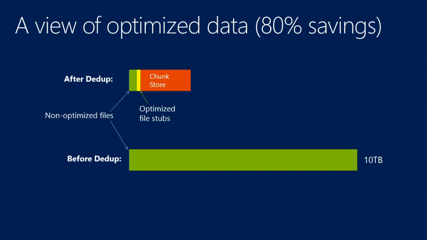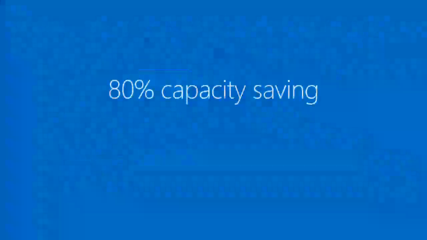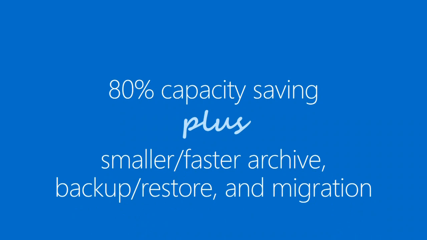So at 80%, you have 2 terabytes of physical data on the disk after deduplication, 80% savings. So you have 8 terabytes of available space that you didn't have before. What's that mean to you in practice? It means the capacity savings, of course, but it also means smaller, faster archiving, backup, restore, migration. You have fewer bits to manage as you go through daily operations.